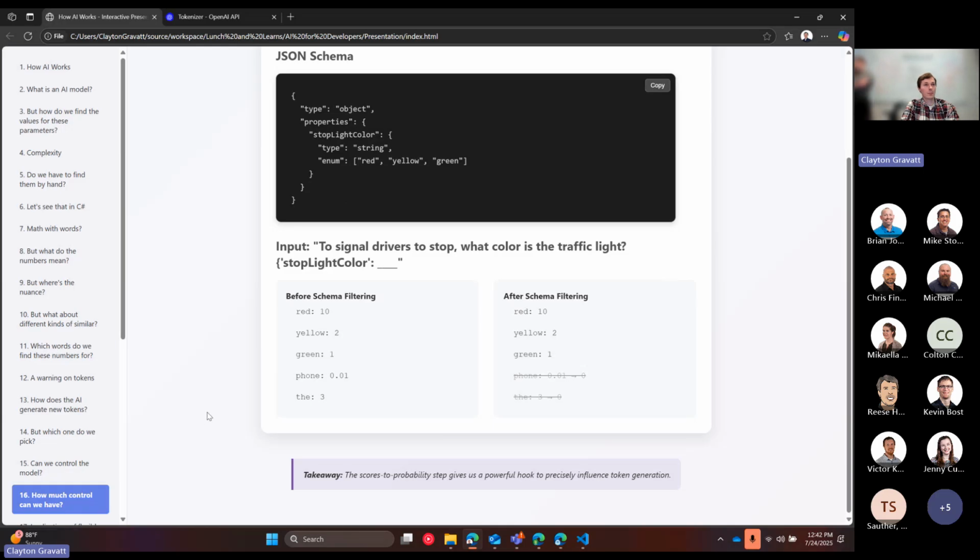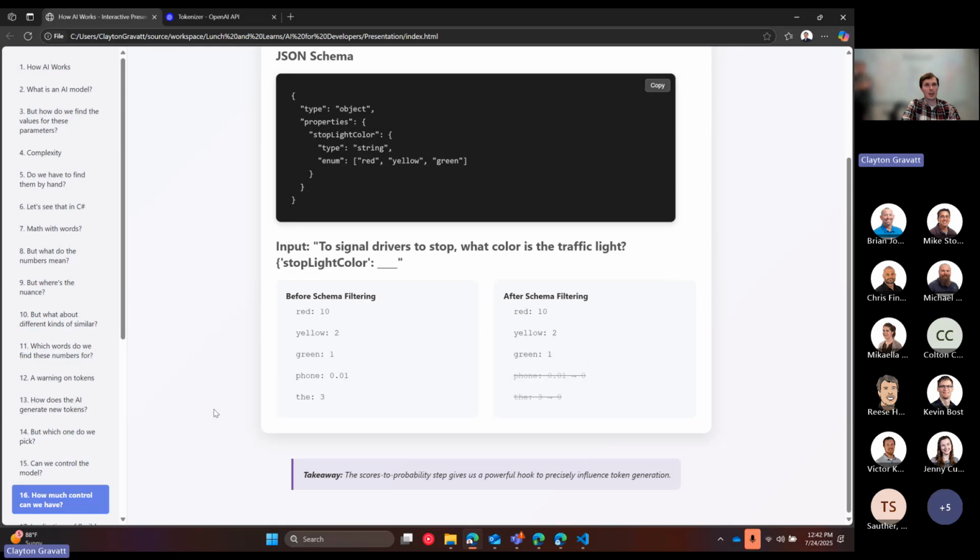Does this step occur before or after the temperature check? Because say you have a really low temperature or a really high top P, and green and yellow aren't even options, it's only red. Would you ever get, in that case, the ability to have yellow and green because of this override, because those are now valid options? That's a great question. Or just based on the output set?